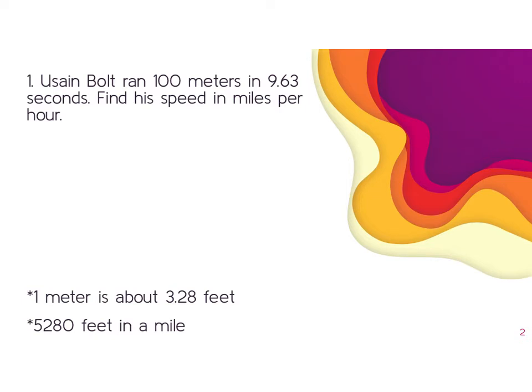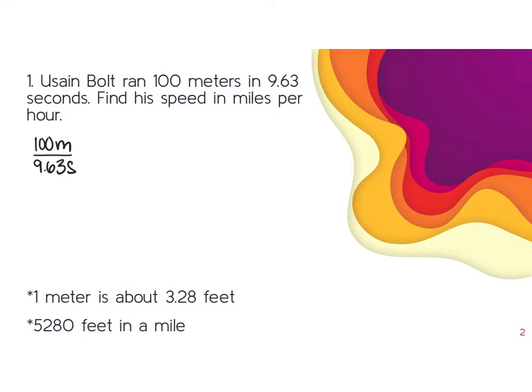Usain Bolt ran 100 meters in 9.63 seconds. Find his speed in miles per hour. So this is a dimensional analysis problem, and we're trying to change our units. I like to always start with what I'm given, which is 100 meters in 9.63 seconds. And what I like to do when I solve these problems is convert the numerator first, but it doesn't really matter which one you choose to do first.